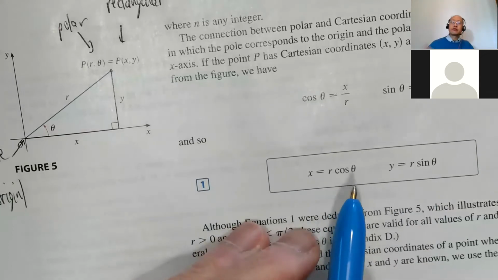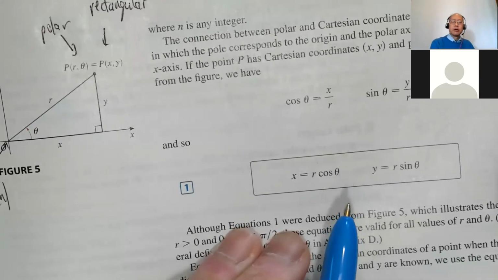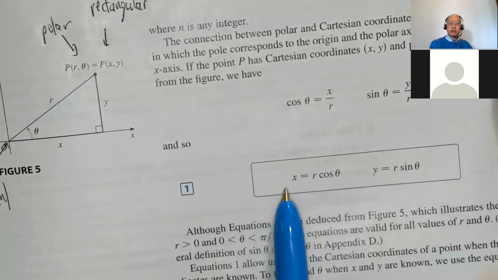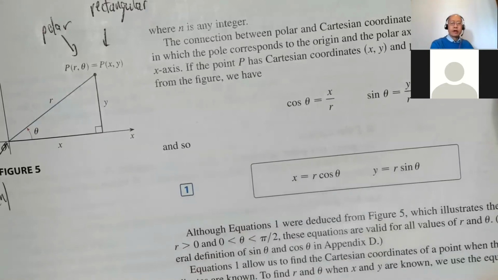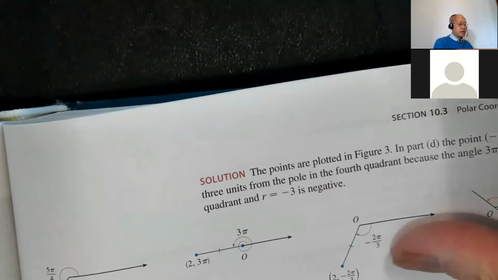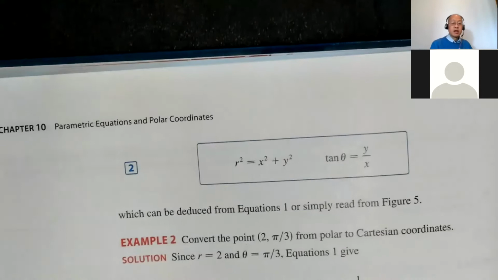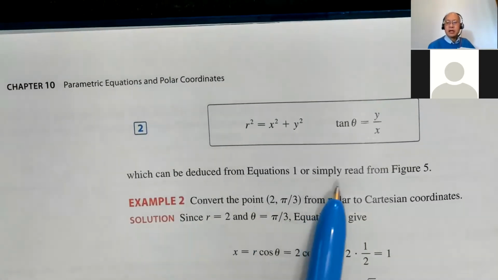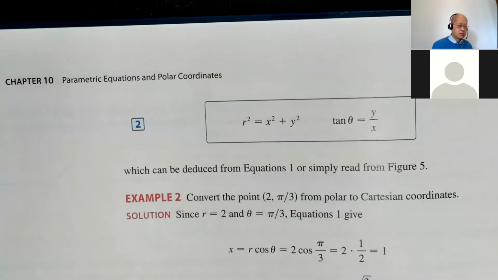All right, so this gives us a way of transforming one system to the other. So if you have to go from rectangular to polar coordinates or vice versa, you have these formulas: x equals r cosine theta, y equals r sine theta, and r squared equals x squared plus y squared, tangent theta equals y over x.